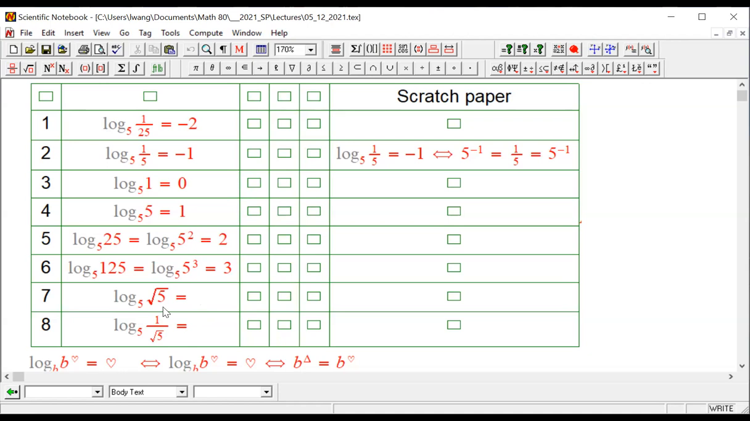Now, log base 5 of root 5. Log base 5 of root 5. What would that be? What would that be? Marcelo?